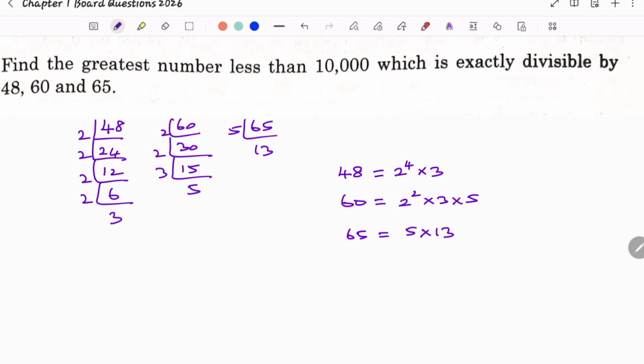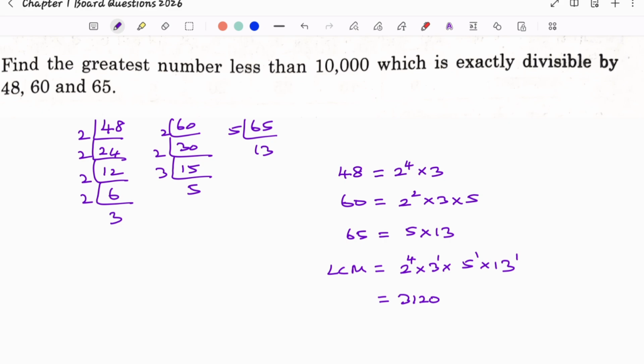Okay, now first find the LCM of these three numbers. How to find the LCM? To find the LCM, write all the factors with greatest power. We have factors 2, 3, 5 and also 13, but we should choose the greatest power. So greatest power of 2 is 4, greatest power of 3 is 1, greatest power of 5 is 1, greatest power of 13 is 1. So multiplying all these gives 3120. So our LCM value is 3120.